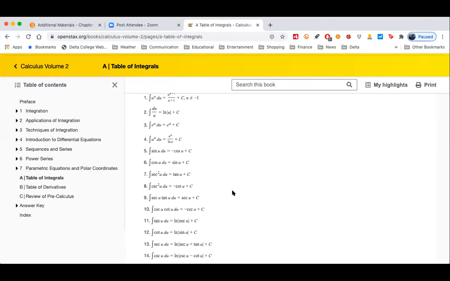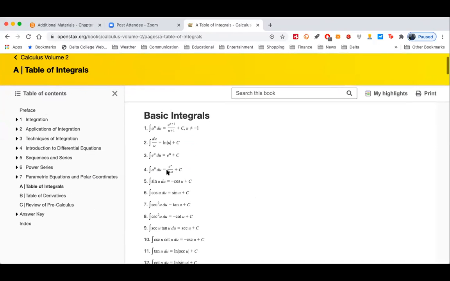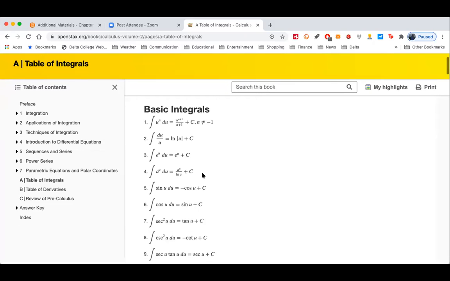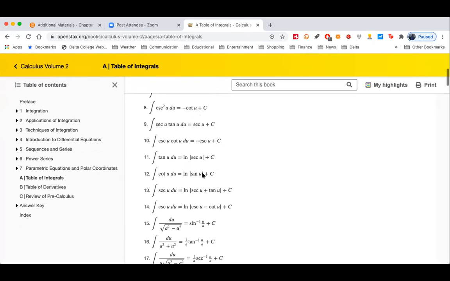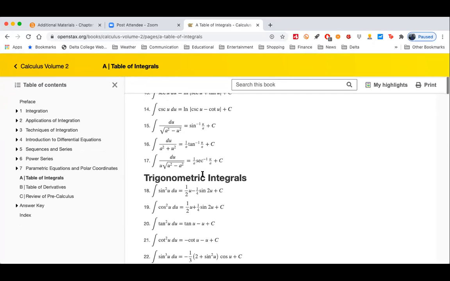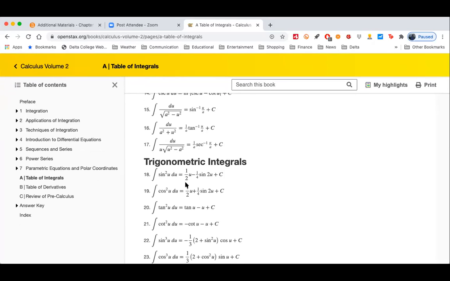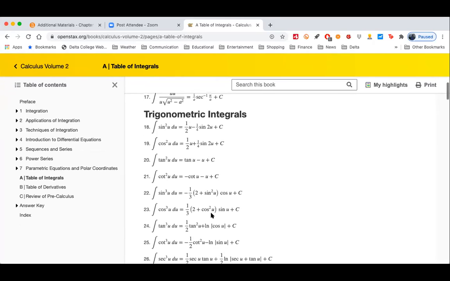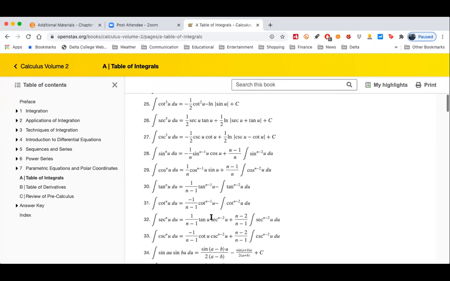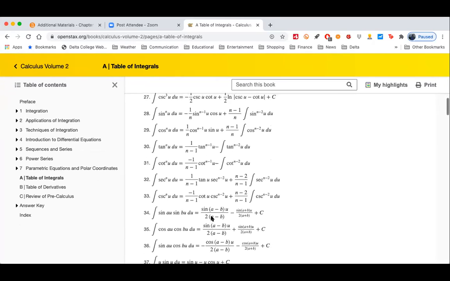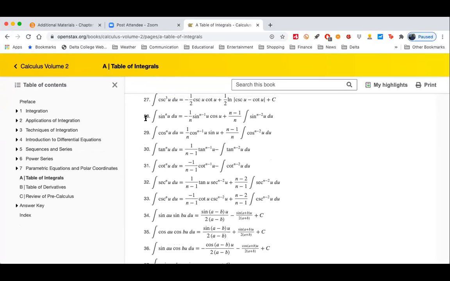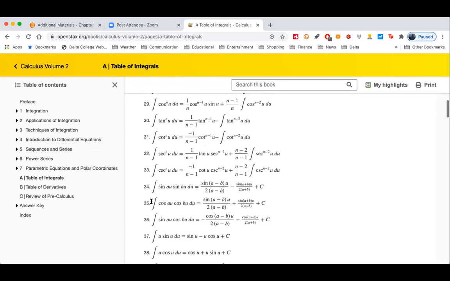And it starts out with some basic integrals, so these should look familiar to you. Notice this basic integral list ends with the inverse trig functions. Then we jump up to some trig integrals and all sorts of funky things in there. And you'll notice that when they get to number 28, these are those reduction formulas that we talked about.